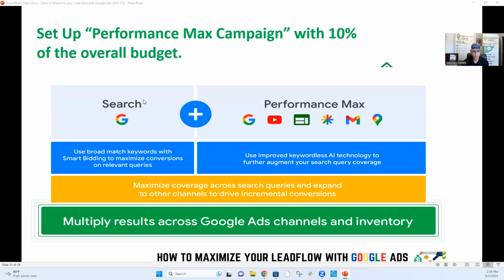So you got your search campaign, right, that we talked about before that shows the ads and the ad copy. And then you've got your Performance Max campaign that shows up in all these other areas, such as Google Display Network, YouTube, smartphone apps, Gmail, Google Maps. So this Performance Max will show up in a lot of different places. And there's just more impressions of your business. People see your business over and over and over again. They're more likely to convert once they see it. So it's multiple results across Google Ads channels and inventory.